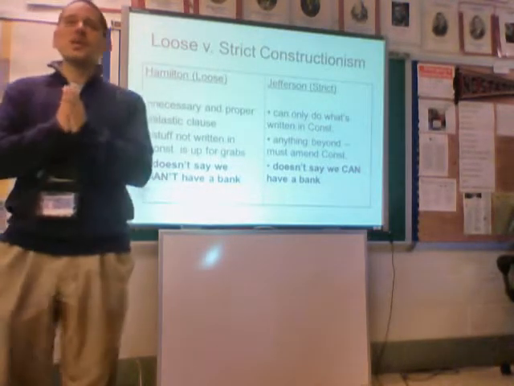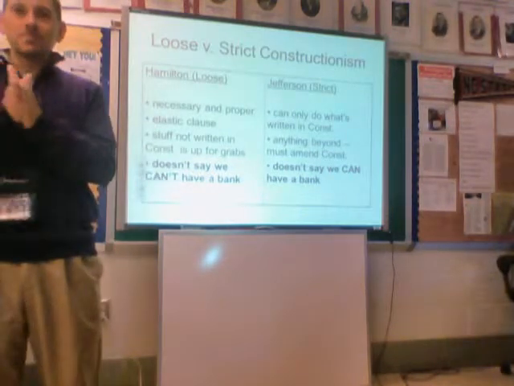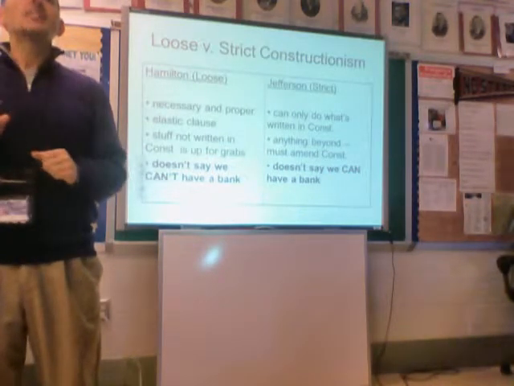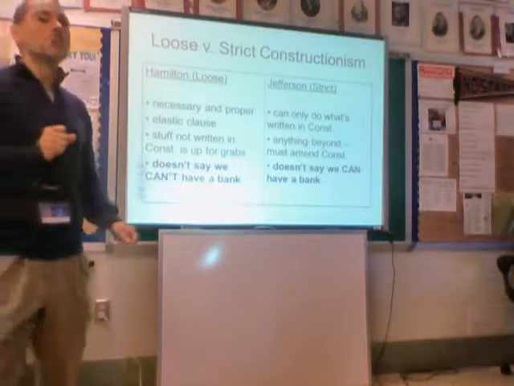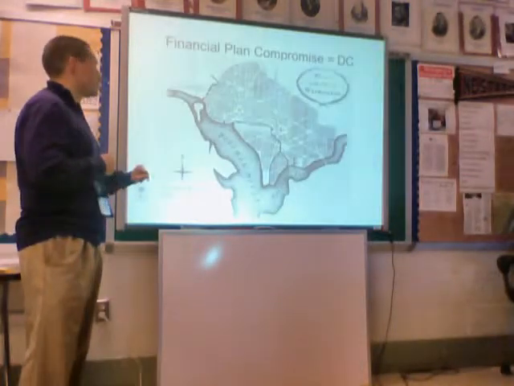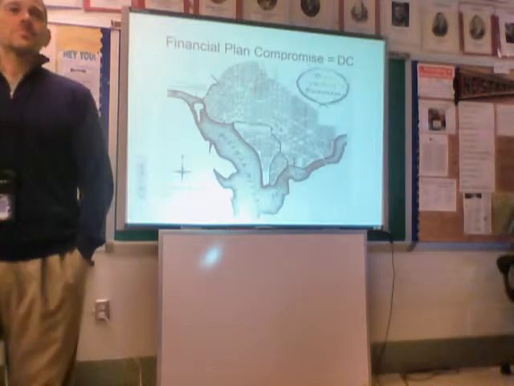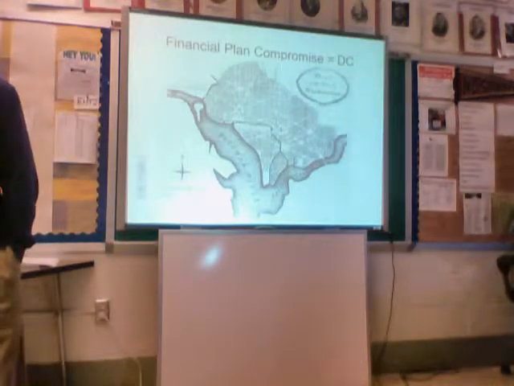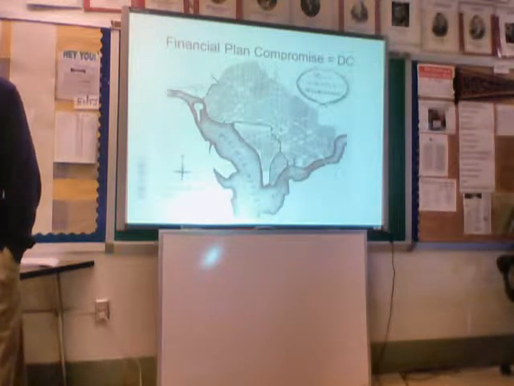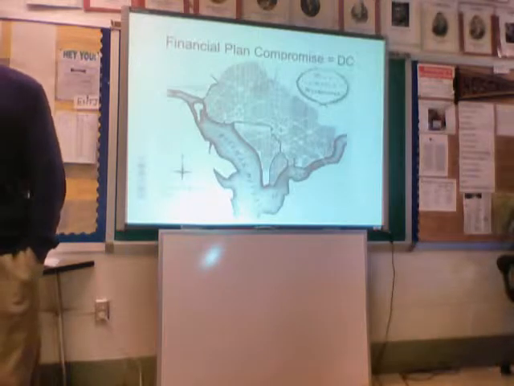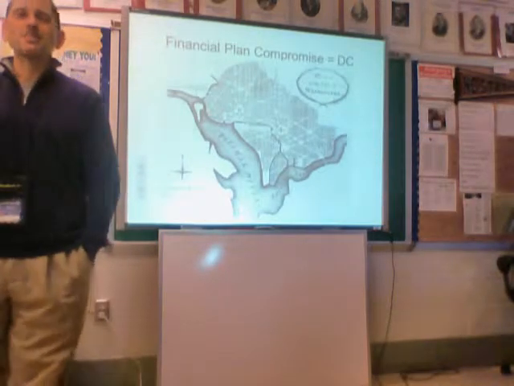Jefferson says, my price is I want the capital moved to the south. That is how you get Hamilton's financial plan enacted and the Bank of the United States ratified over Jefferson's objection. The capital of the United States is moved to the District of Columbia.